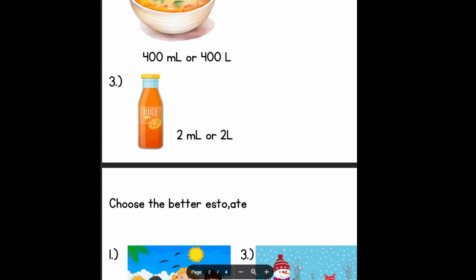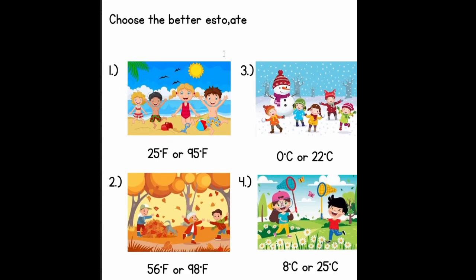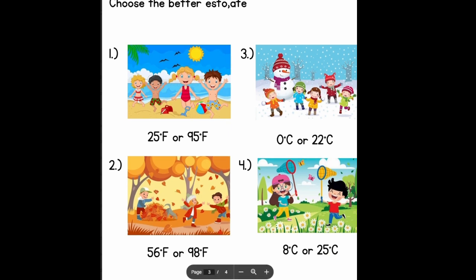Choose a better temperature. So 25 degrees Fahrenheit or 95 degrees Fahrenheit. If 0 degrees Celsius is the freezing point, that means 25 degrees Fahrenheit would be way too cold, especially to be going to the beach and wearing fewer layers. So it's definitely 95 degrees Fahrenheit. In the fall, it's much colder, so you'd probably go with 56 degrees Fahrenheit, because 98 degrees Fahrenheit is sweltering hot weather that you'd probably only ever see at the peak of summer.